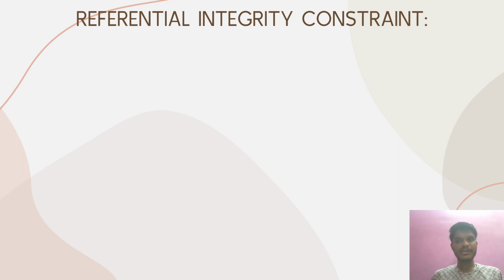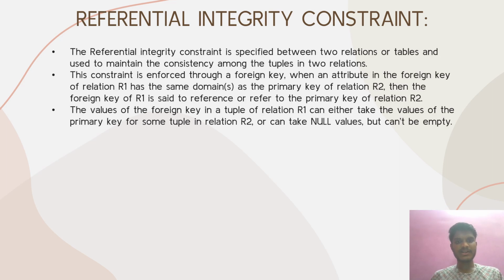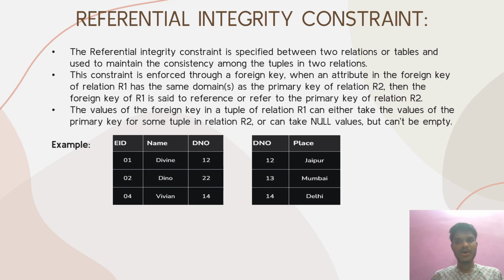Next, referential integrity constraint. The referential integrity constraint is specified between two relations or tables and used to maintain the consistency among the tuples in two relations. This constraint is enforced through a foreign key. When an attribute in the foreign key of relation R1 has the same domain as the primary key of relation R2, then the foreign key of R1 is set to reference or refer to the primary key of the relation R2. The values of the foreign key in a tuple of relation R1 can either take the values of the primary key of some tuple in relation R2 or can take null values, but it can't be empty. We can see the example of referential integrity constraint here.